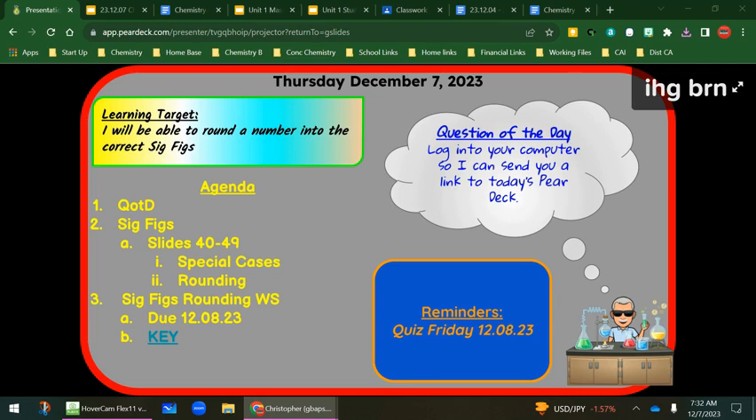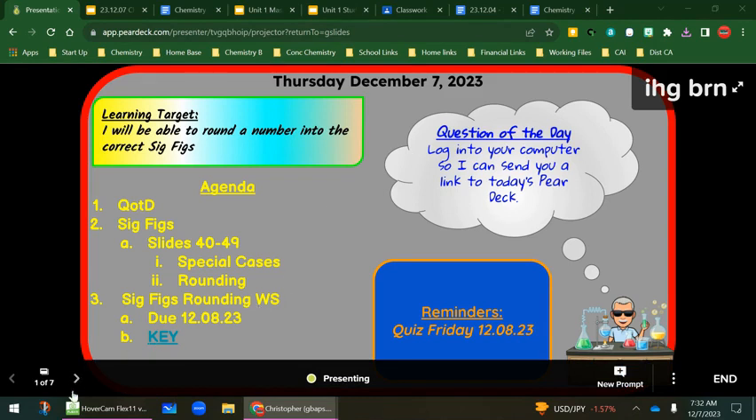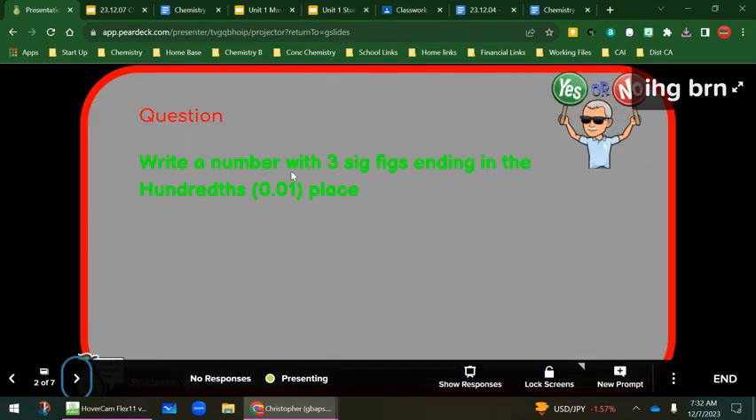Pear Deck. All right. So I just sent you the Pear Deck, ladies and gentlemen. It should have popped up on your computer. So let's take a look at the first one here. Write a number with 3 sig figs that ends in the hundredths place.